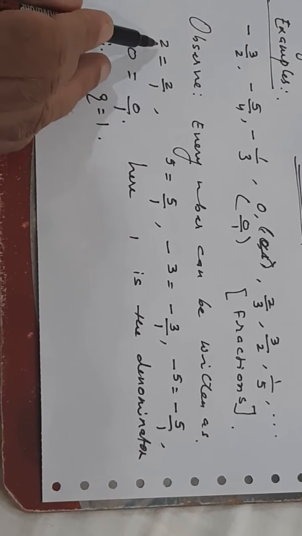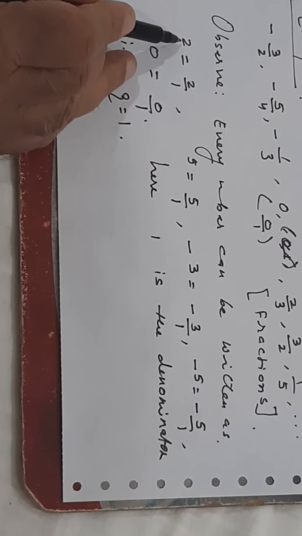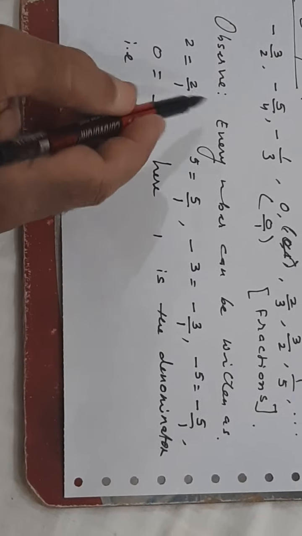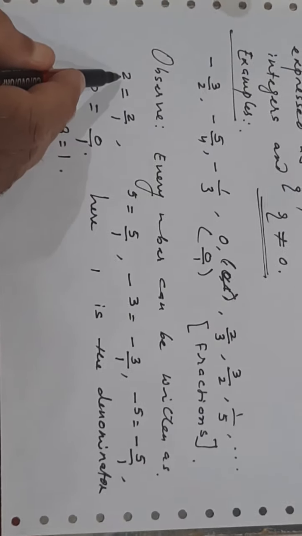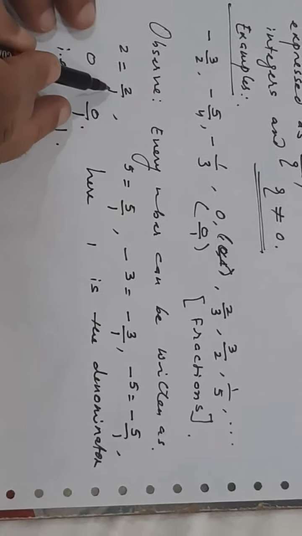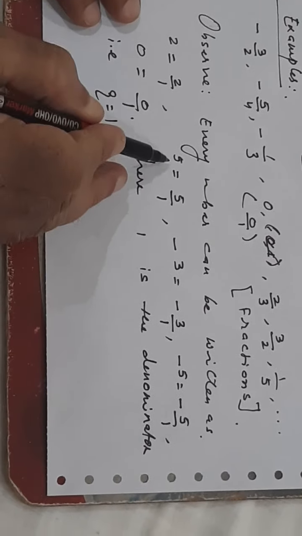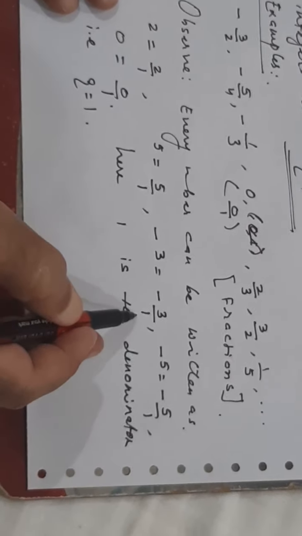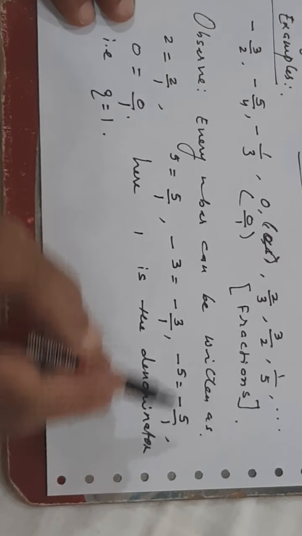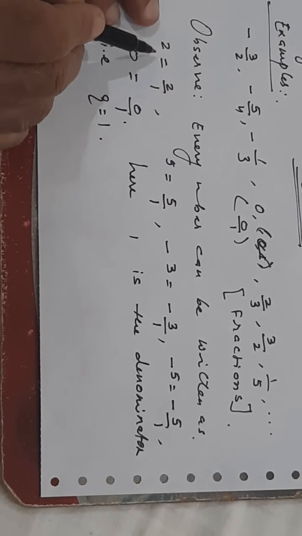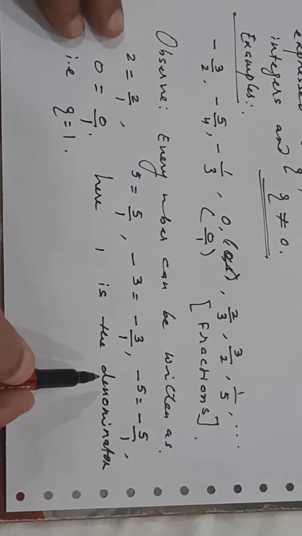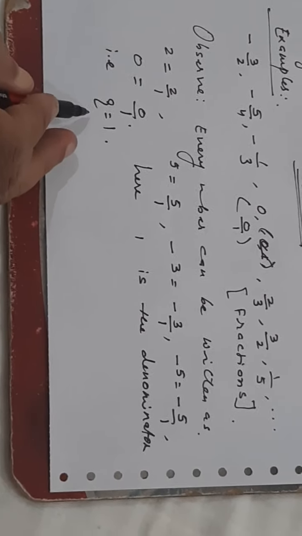Now you have to observe all the number systems. You see that 2 can be written as 2/1. Now what is 2? It is a natural number. 2 is a whole number also. 2 is an integer also. So every number can be expressed in this form, where the denominator is 1: 5/1, -3/1, -5/1, 0/1. So you see that every number can be expressed in the form of a rational number. Here 1 is the denominator, that is Q is equal to 1.